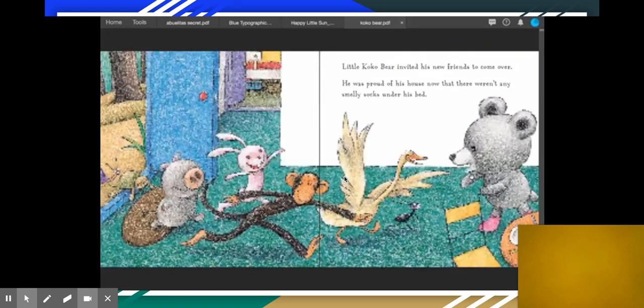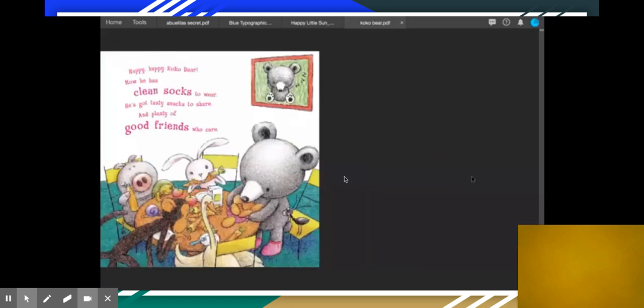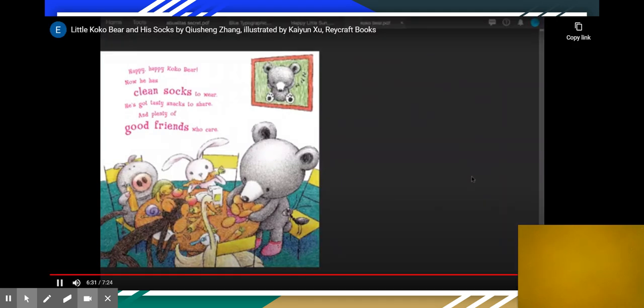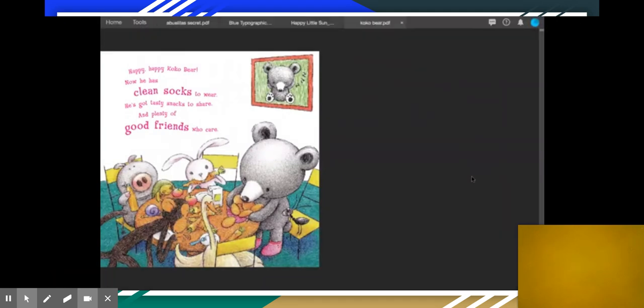Little Coco Bear invited his new friends to come over. He was proud of his house now that there weren't any smelly socks under his bed. Happy, happy Coco Bear. Now he has clean socks to wear. He's got tasty snacks to share and plenty of good friends who care.